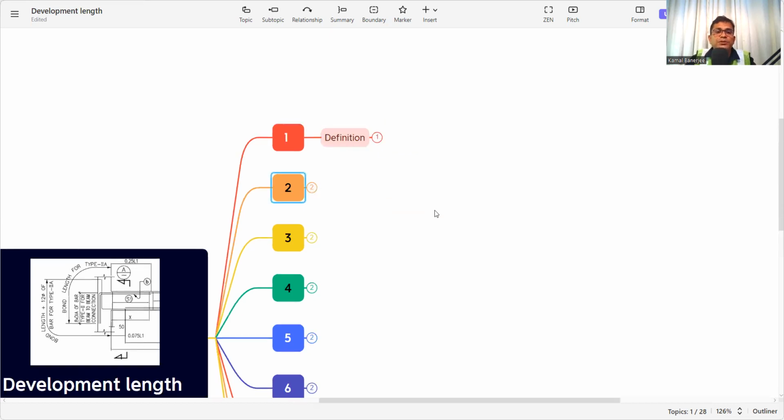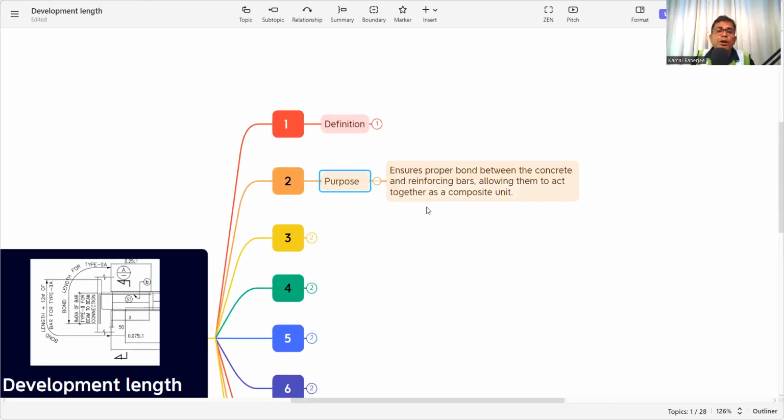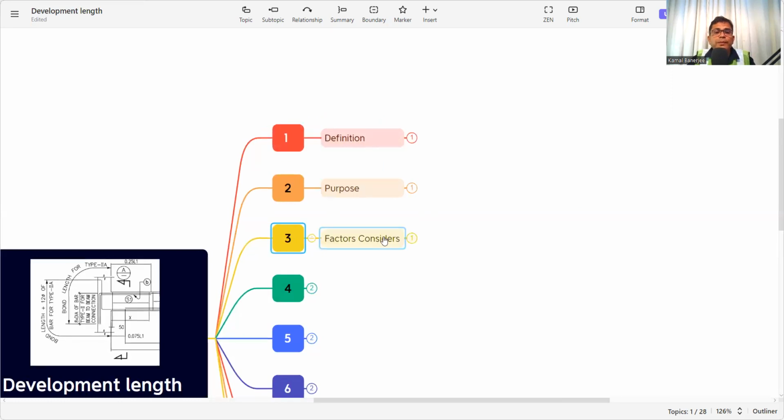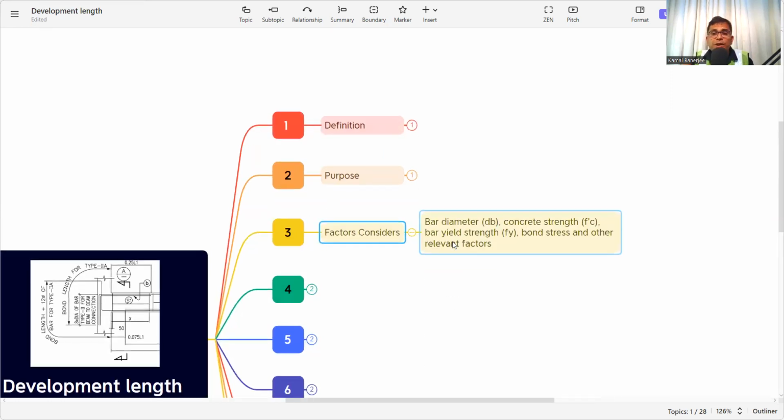Now what is the purpose? The purpose is ensuring a proper bond between the concrete and the reinforcement bar, allowing them to act together as a composite unit. So what is our target? The whole structure should be a unit. In order to make that unit, this development length is very essential, so that it can work as a whole, as one.